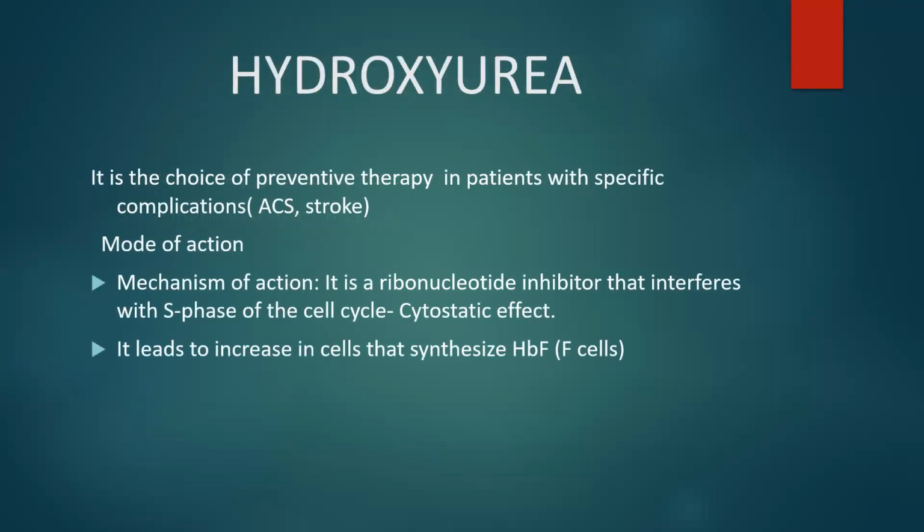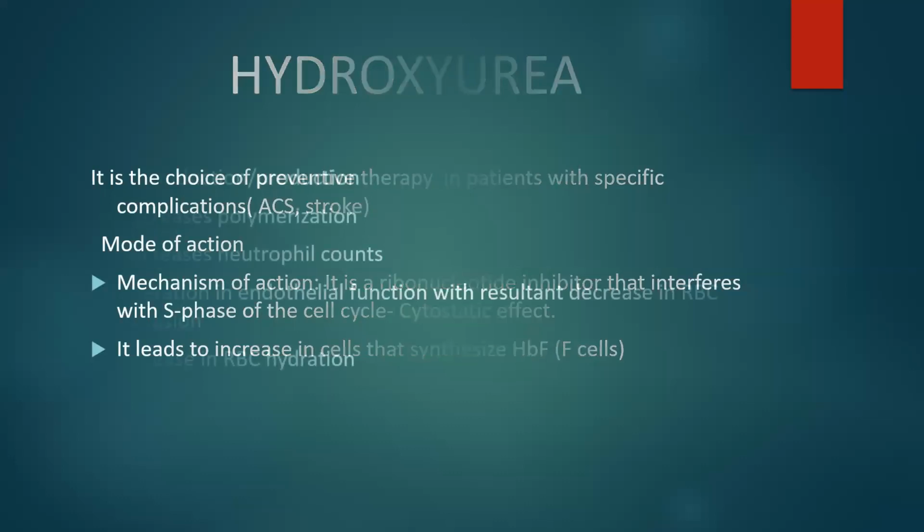So hydroxyurea is the choice of preventive therapy in patients with this particular disease. The mode of action: it is a ribonucleotide reductase inhibitor that interferes with the S phase of the cell cycle. It also leads to an increase in the synthesis of hemoglobin F, which helps to reduce the number of times the patient enters into crisis.